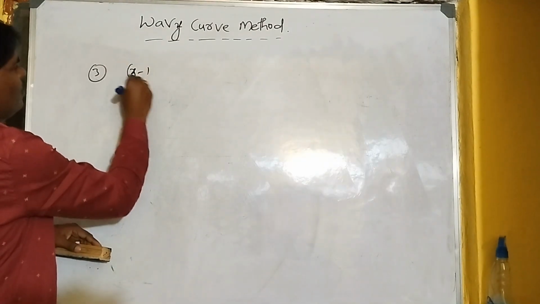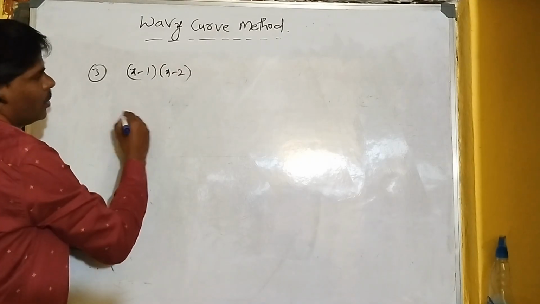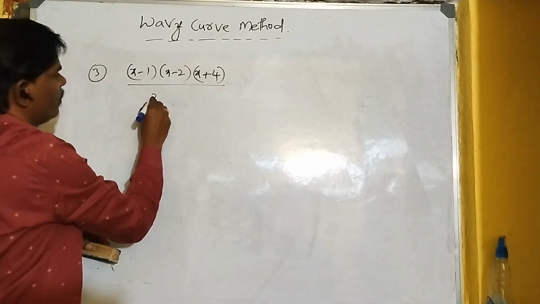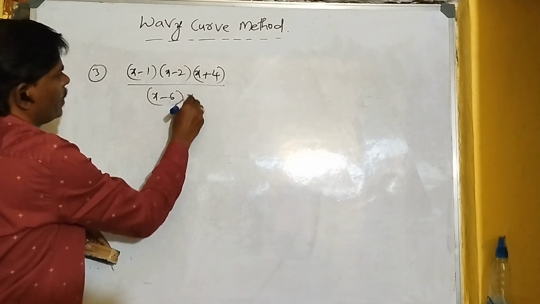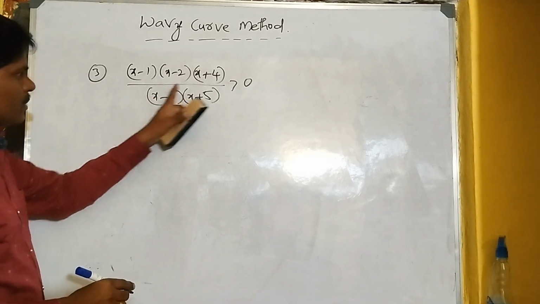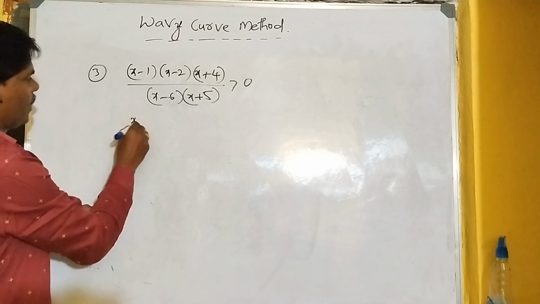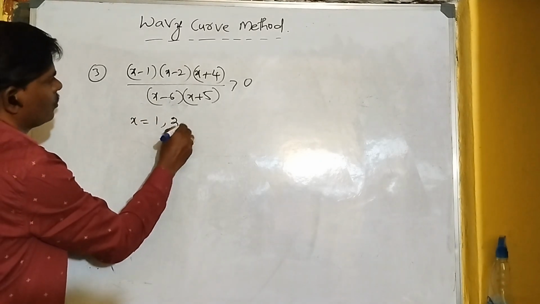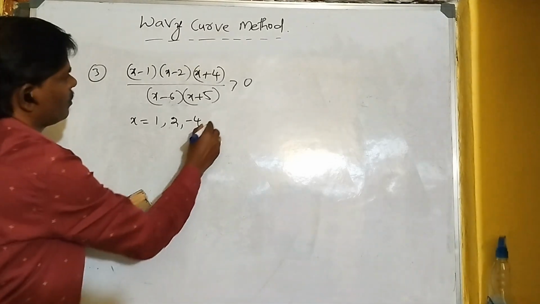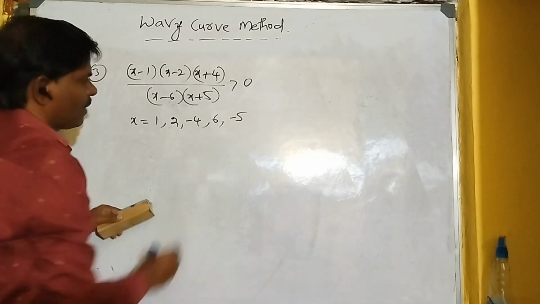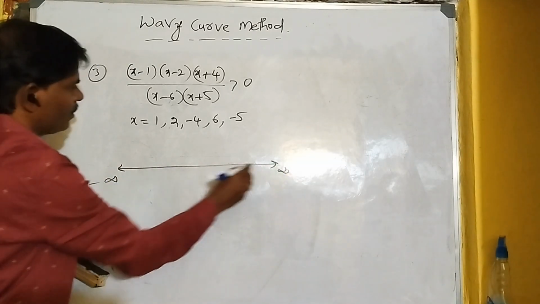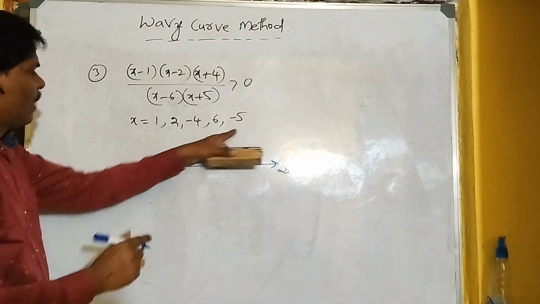Okay, x minus 1 into x minus 2 into x plus 4 by x minus 6 into x plus 5 greater than 0. In this case, write all are equal to 0. Right, first x is equal to 1 comma x is equal to 2, x is equal to -4 and x is equal to, what is the x value? X is equal to 6 and x is equal to -5. And draw the number line. This is a number line infinity, this is minus infinity. Okay, this is the number line. What is the least value? -5.